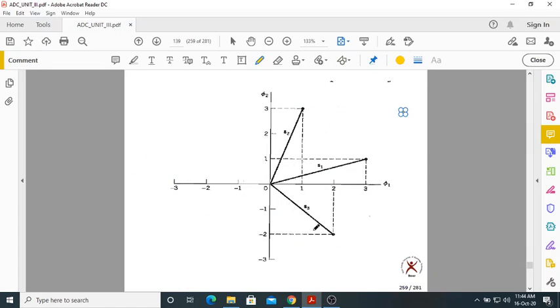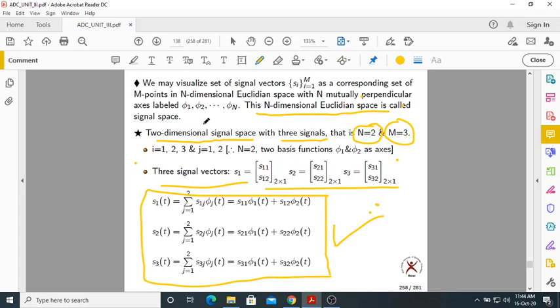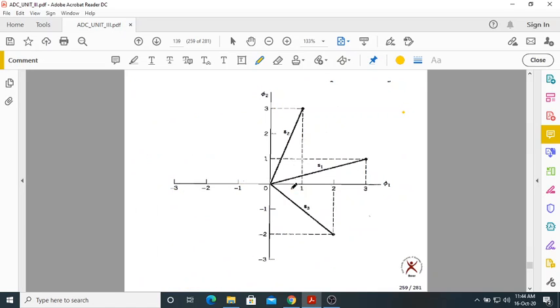Now, by defining so, I am able to represent them in a signal space of what dimension? 2 dimensional. So the dimension depends upon capital N. What is capital N? It is the number of basis functions, which is always less than or equal to capital M, the number of transmitted signals.